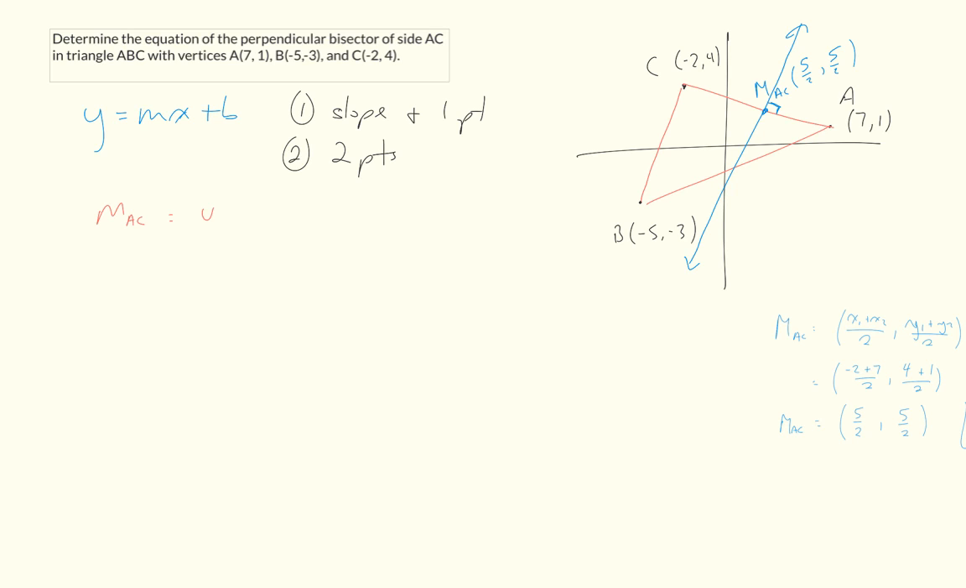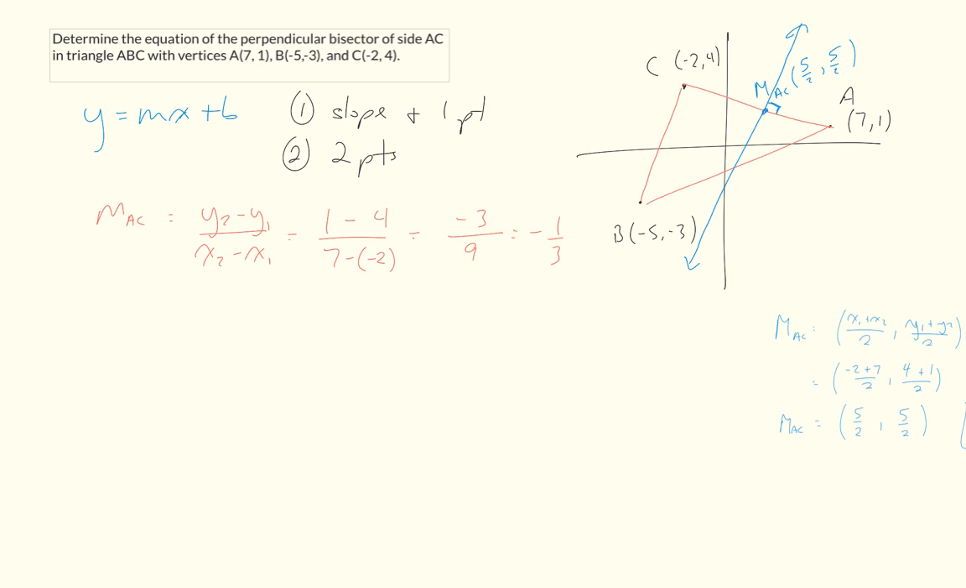Slope always equals y2 minus y1 over x2 minus x1. Fill in some numbers here. 1 minus 4 over 7 minus negative 2. 1 minus 4 is negative 3. 7 plus 2, minus a negative, is 9, and in lowest terms that's negative 1 over 3.